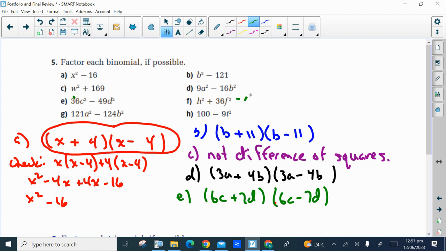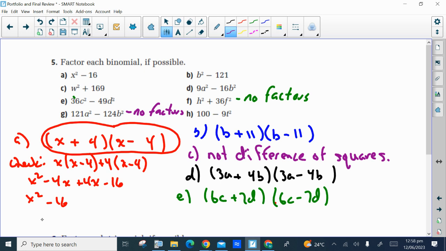F, there are no factors. It is a sum of squares. You cannot factor sum of squares. And we talked about G already. I don't think there is a common factor there, because it's not divisible by 2. It's not divisible by 3. Those two numbers differ by 3, so yeah, that one can't be factored. I don't think there's any factors for that one.